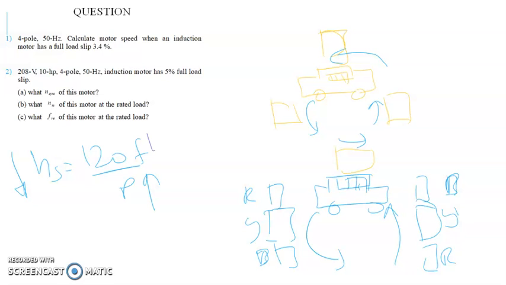So let's say you have a higher frequency. Instead of 50 Hz, you have maybe 60 Hz. So the higher the synchronous speed will be.